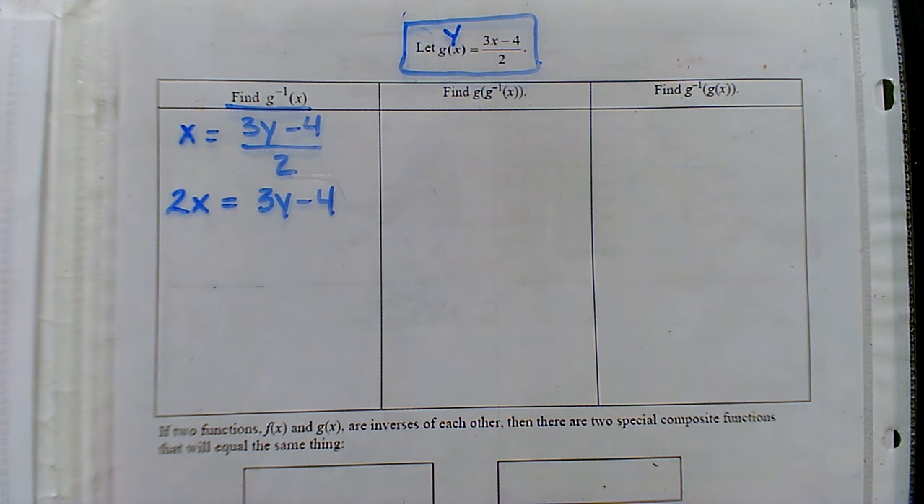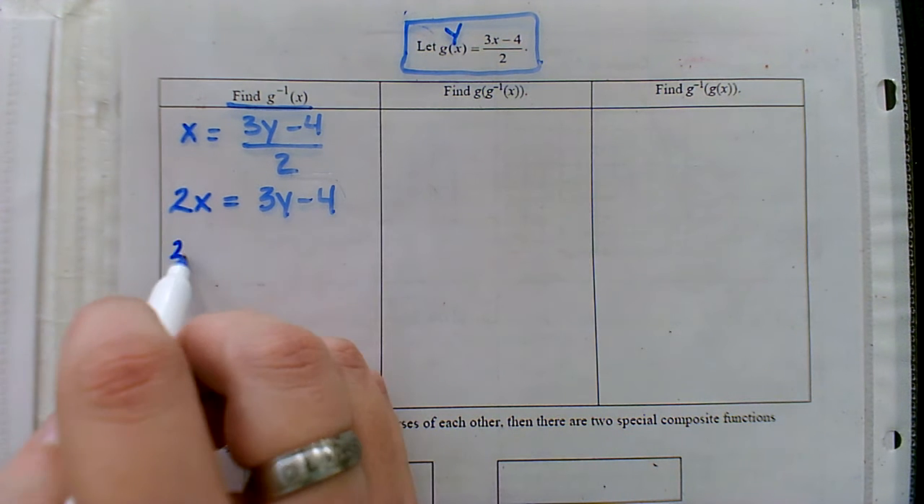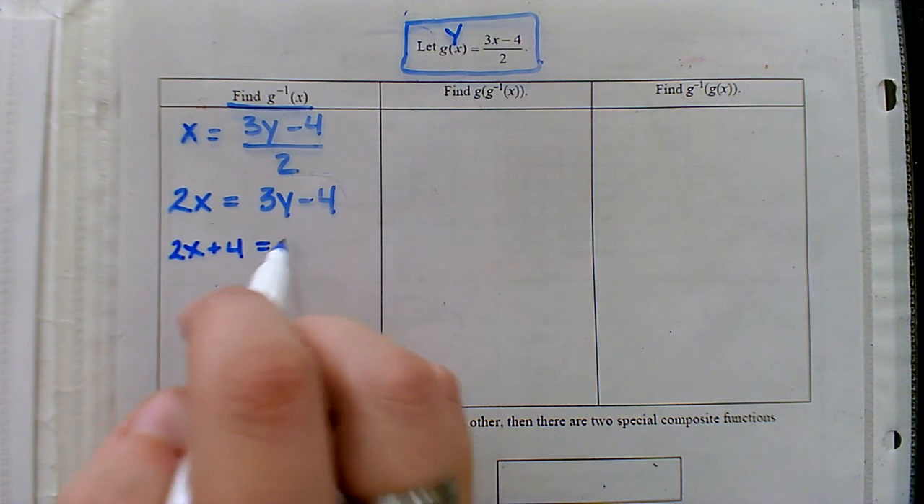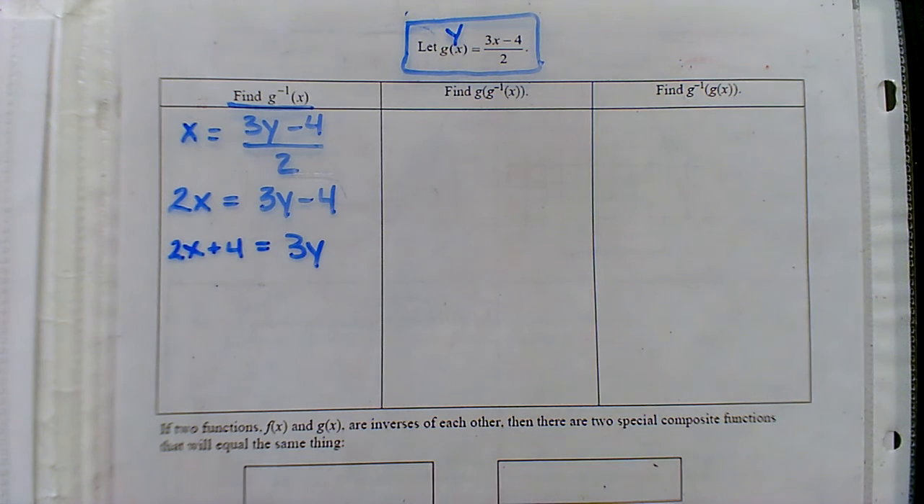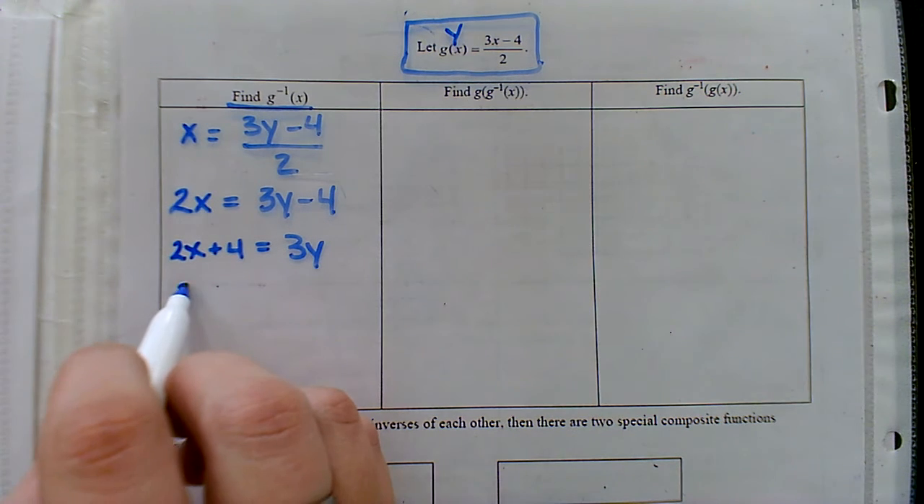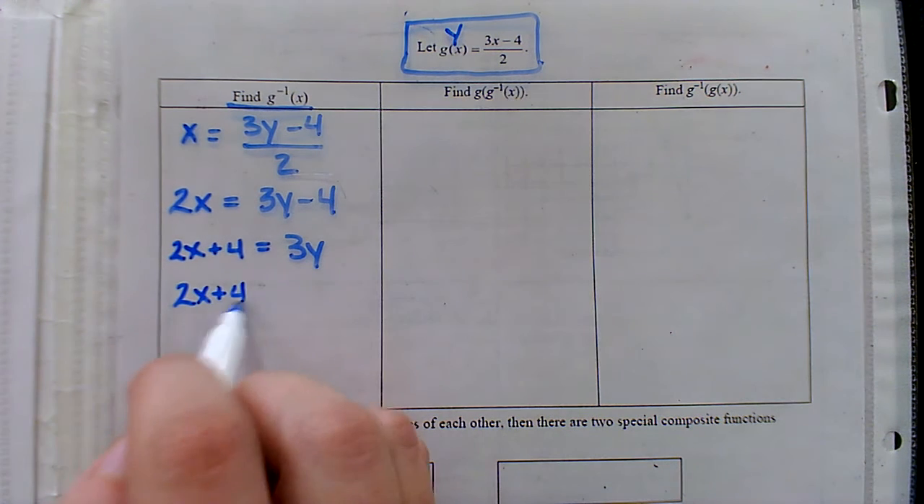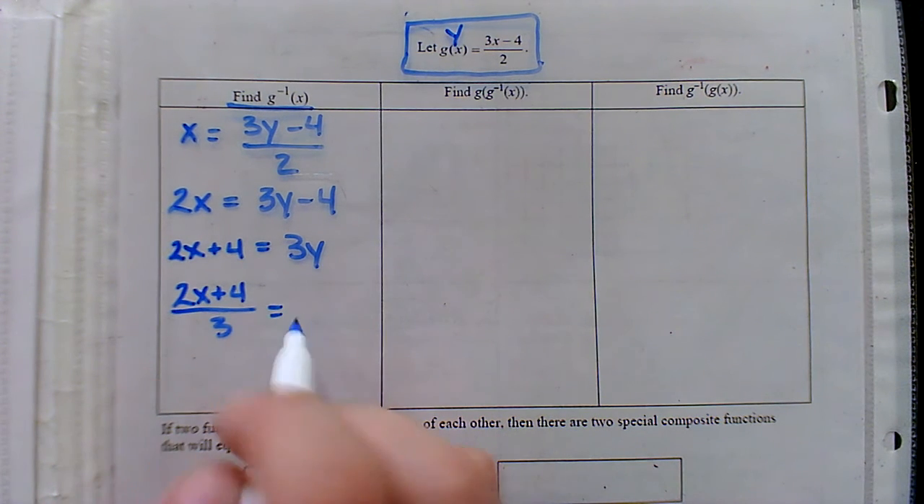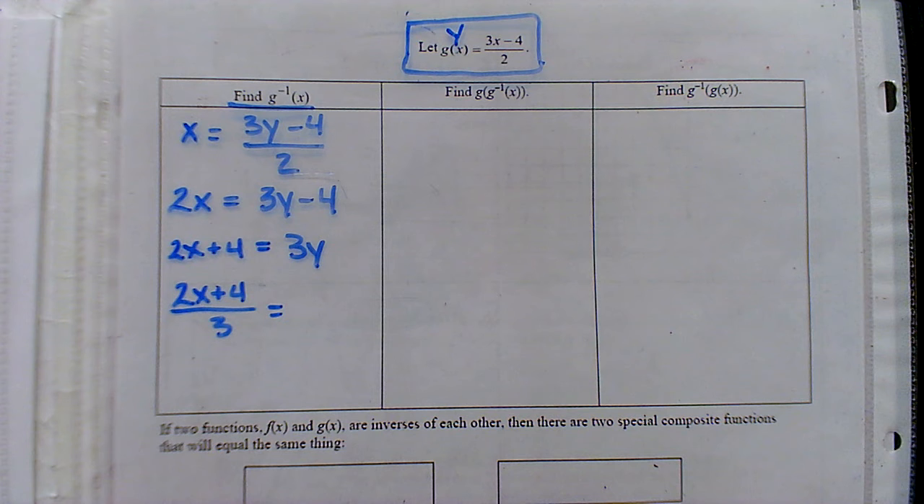Can we keep using some inverse operations, moving some terms? We thinking add 4? Okay. And lastly, we can divide by 3. So when you divide the 3 over, you got to divide the whole left-hand side by 3. So you could leave it like that. Does anybody rewrite it in a different way? Just out of curiosity.